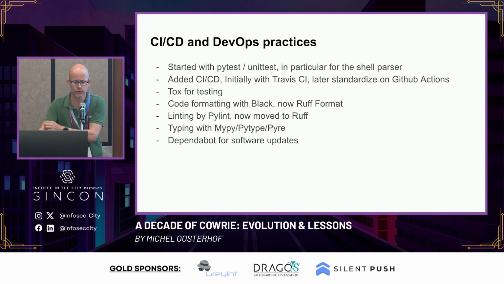Yeah. So again, this keeps updating as well because the Python ecosystem keeps moving as well. So we added code formatters, linting, and now using Dependabot on GitHub for software updates. So whenever the underlying dependencies change, and this is the problem these days with a lot of software, is the supply chain attacks.